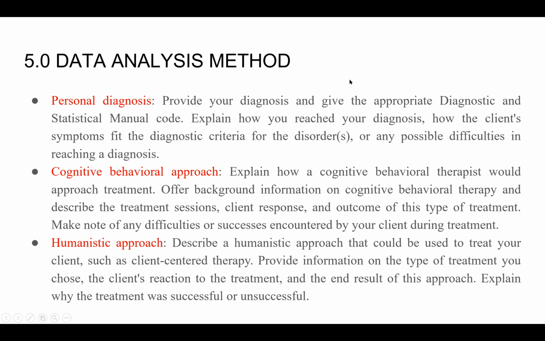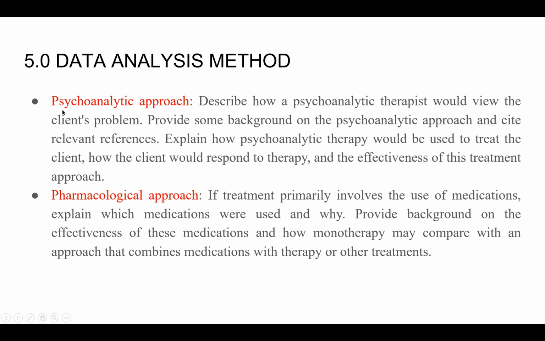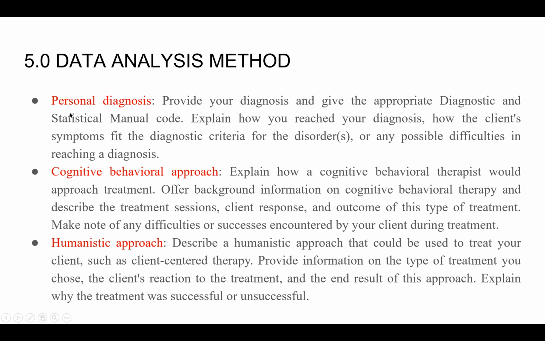And then let's see the data analysis method. Well, as for me, even though we talked about this data analysis method, as a qualitative research, this method is more objective, but it can also be divided into 5 methods. Let's see it one by one. The first one is personal diagnosis. It means provide your diagnosis and give the appropriate Diagnostic and Statistical Manual code. Explain how you reach your diagnosis and how the client's symptoms fit the diagnostic criteria for the disorders.